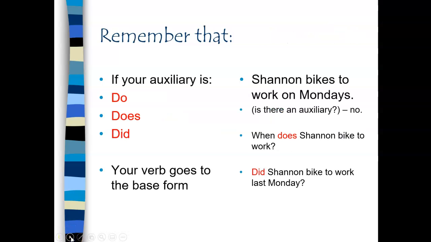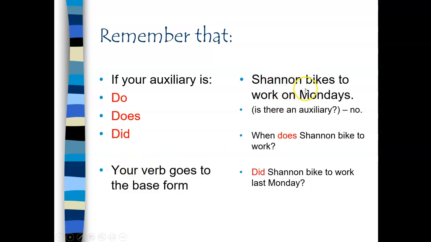But remember that if your auxiliary is do, does, or did, so again, these two are for the simple present. Does goes with he, she, and it, and did is for all subjects, but in the simple past. Your verb goes back to the base form.